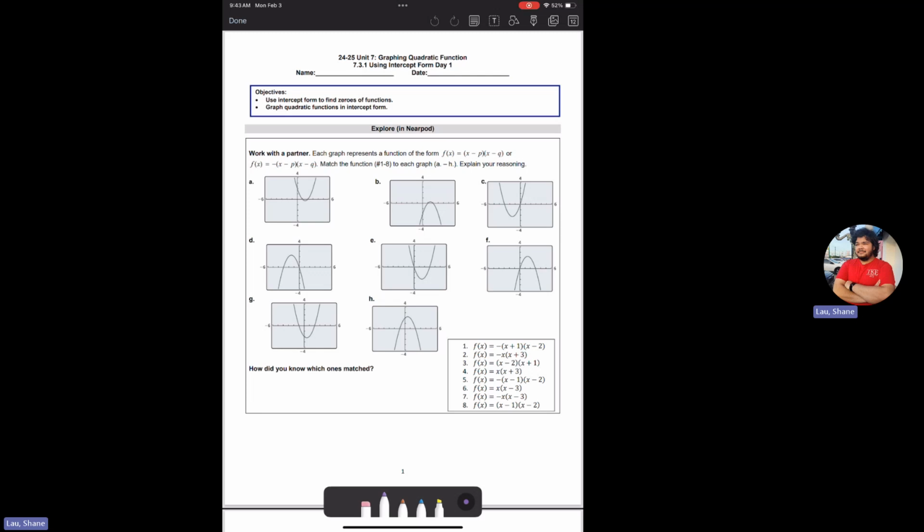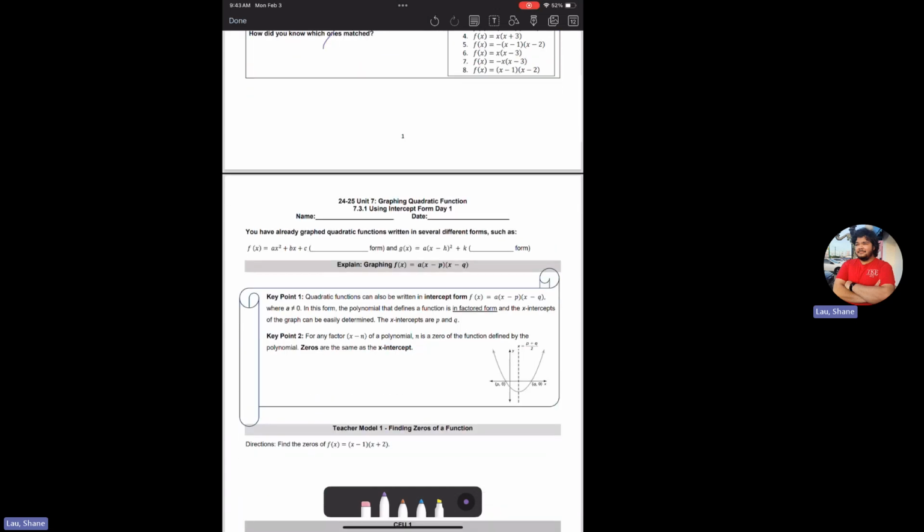So if you're looking at the notes, you're going to go ahead and skip that first page. We're not going to be doing this Nearpod activity. However, you can use it to help you identify these different equations because it gives you the answers right there. But we're not going to be doing that for today. However, we will be looking at the next page.